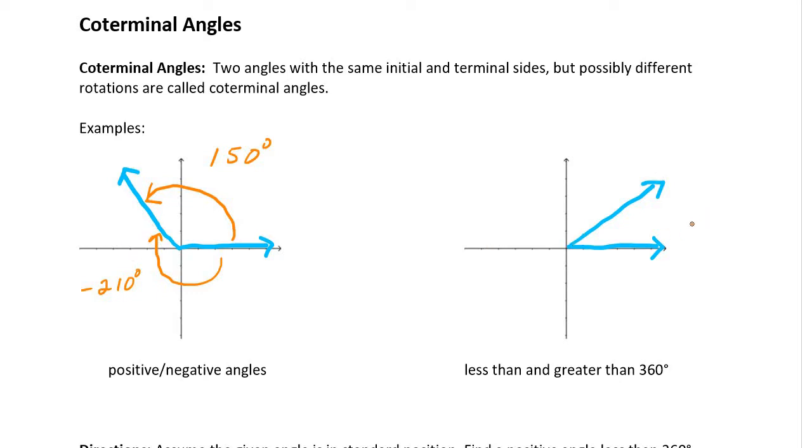Now, in my diagram on the right-hand side of the screen, this looks like it is about a 30-degree angle. This angle is showing that I have counterclockwise rotation, which is going to be a positive angle. I could also start at this initial side of my angle, go one complete revolution around the circle, and then continue going to get back to that terminal side. So I have one complete rotation, which is 360 degrees, plus another 30 degrees. So this angle is 390 degrees.